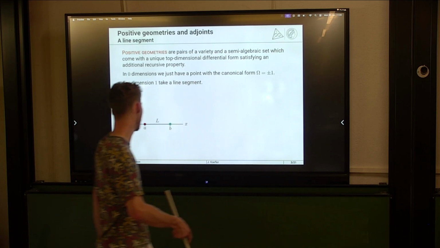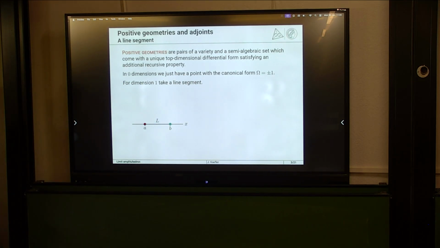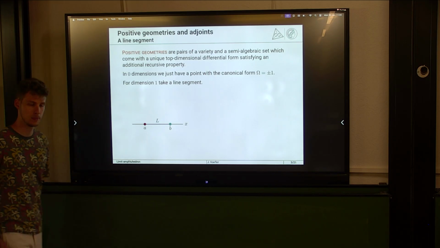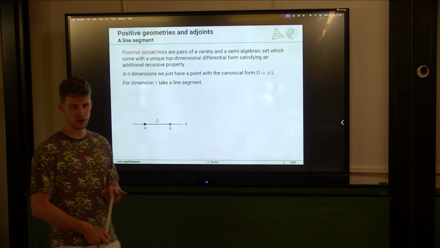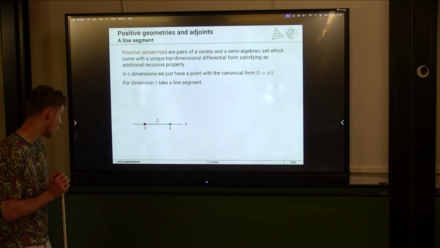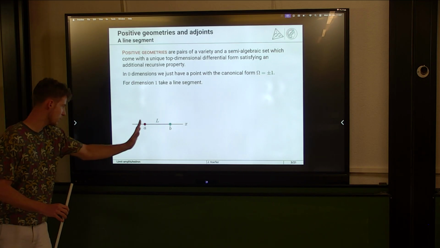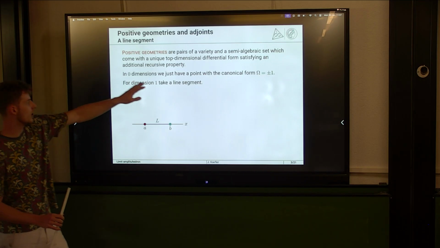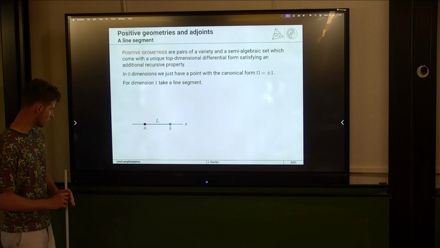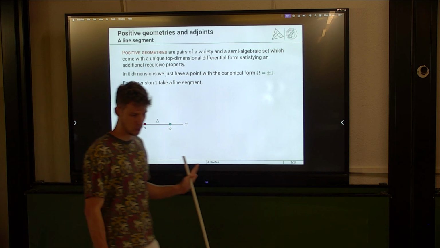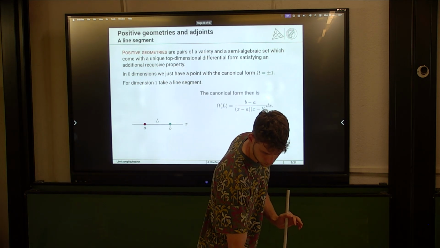So actually let's look at one example, which is the line segment here in blue, denoted by L, and has two boundaries, the red point A and the turquoise point B, and it sits inside the one-dimensional complex projective line, and I've only drawn the real points here. So this is all a real picture, but you think of the variety actually as a complex variety. And the important part are really the boundaries.